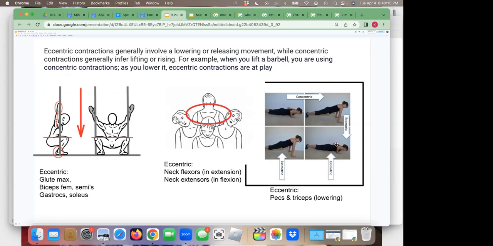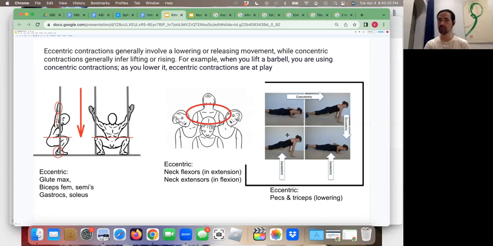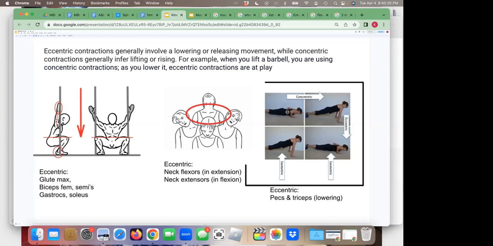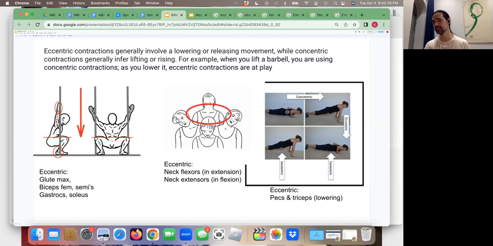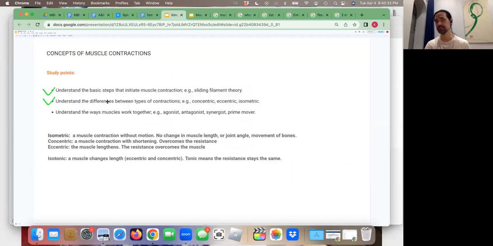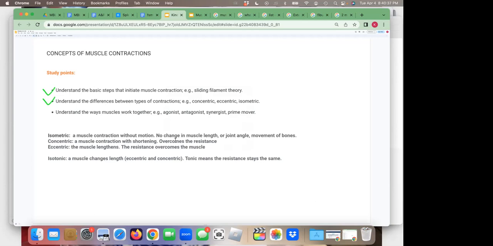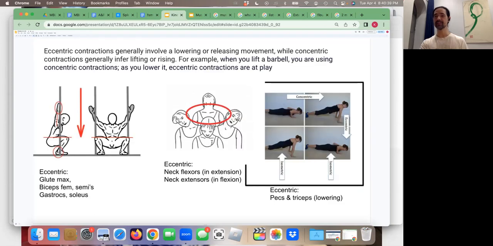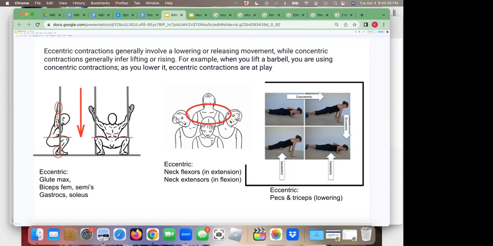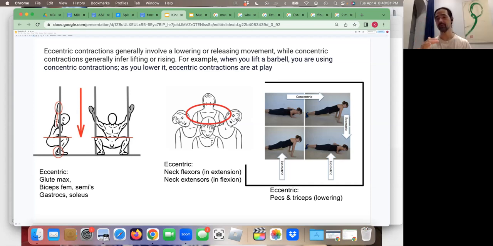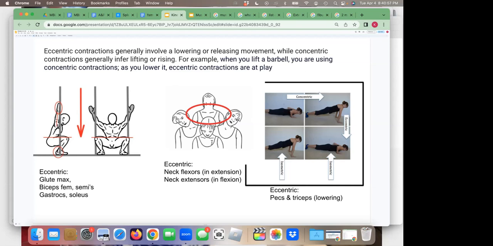Is it when the person pushes up from the floor or when they lower down to the floor? When they lower down to the floor. Think again. The definition is a muscle contracting with shortening, the shortening of the fibers, and it overcomes resistance. So the resistance in this case is gravity pulling the weight of the body down. So how do you overcome the resistance of gravity pulling the body down? Do you go down or do you go up? You go up, that's right.